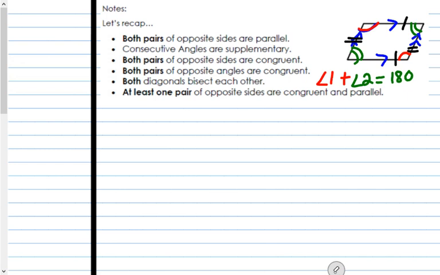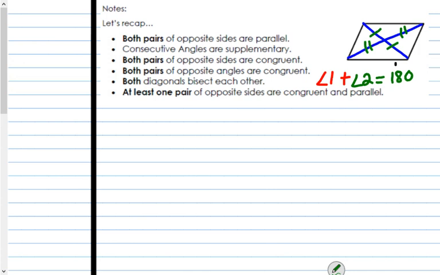Both diagonals bisect each other. And so I'm going to actually erase this, draw diagonals that bisect each other. So we now have this piece is cut in half, and this piece is cut in half. It does not mean the diagonals are equal to each other. It just means the diagonals cut each other in half.